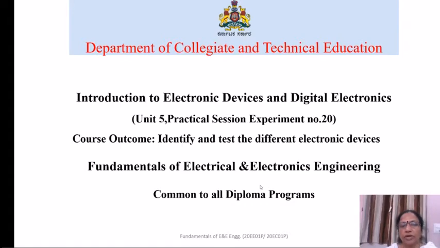Dear students, welcome to the practical section, experiment number 20, Unit 5. Unit 5 is Introduction to Electronic Devices and Digital Electronics. The course outcome for this unit is to identify and test the different electronic devices. This is the Fundamentals of Electrical and Electronics Engineering, common to all diploma students.